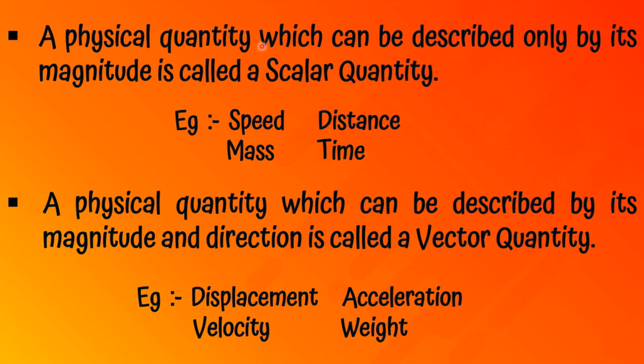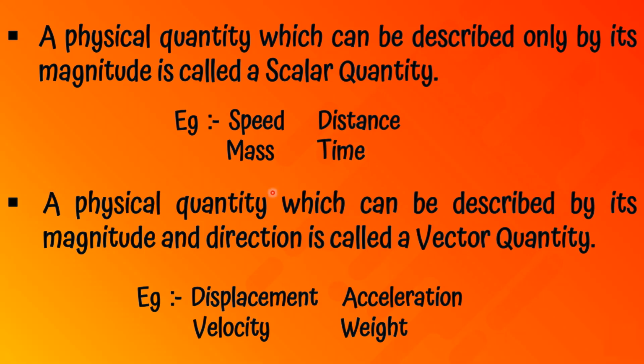A physical quantity which can be described only by its magnitude is called a scalar quantity. In other words, a physical quantity which has only a magnitude, not a specific direction, is known as a scalar quantity. Examples for scalar quantities are speed, mass, distance and time.